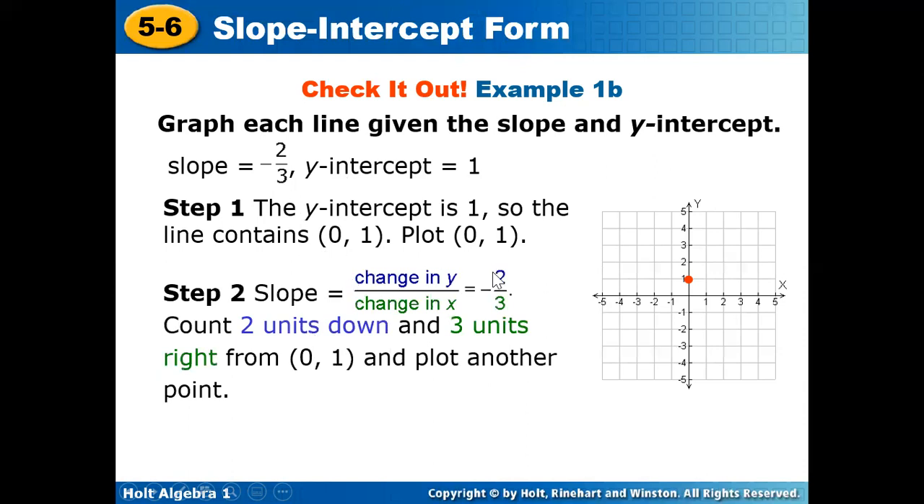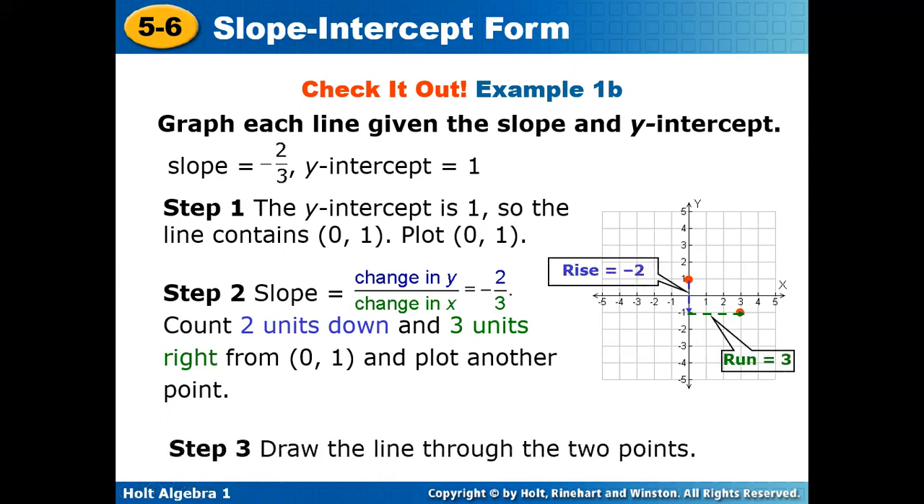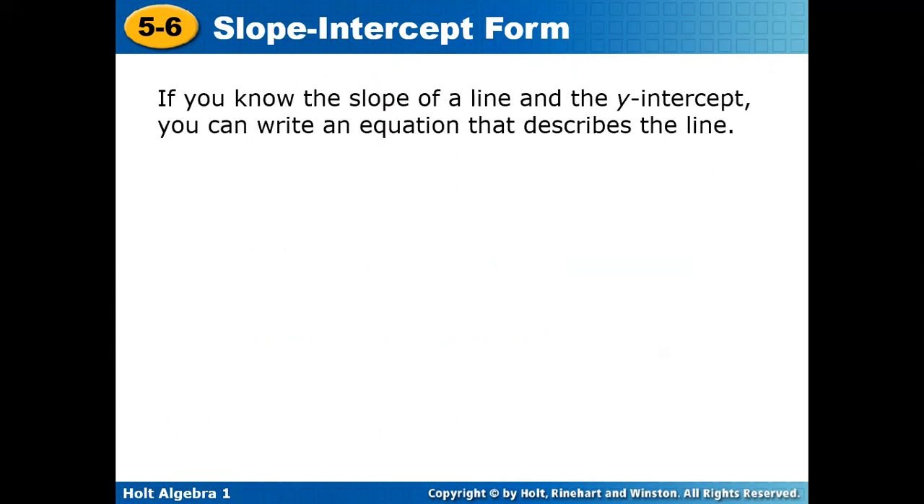So our negative rise, we're going to go down. And then our positive run, we're going to go over. So we've gone down 2 points, over, plot our point, draw on our line.